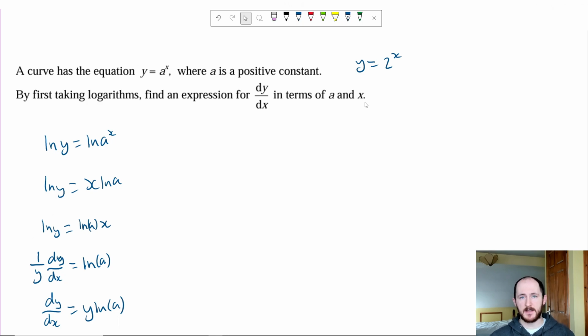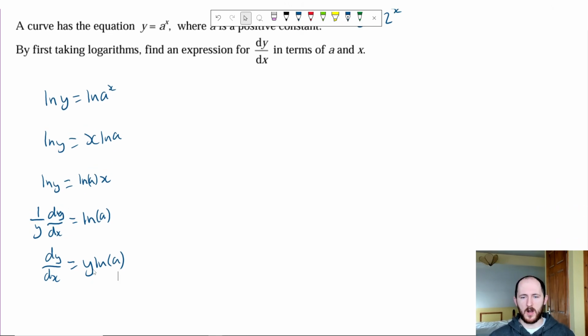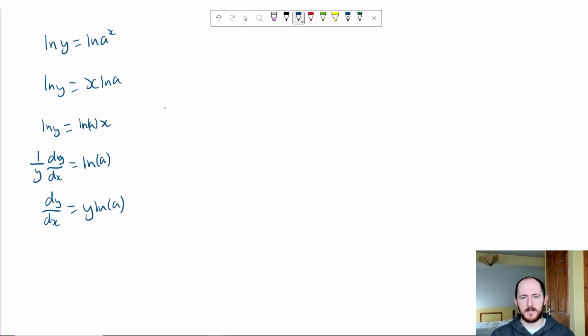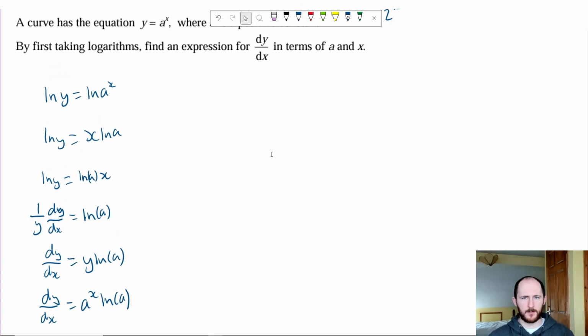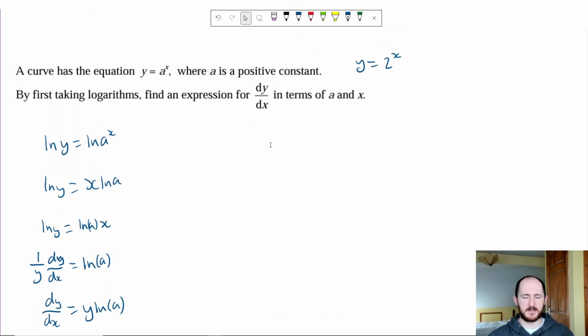Now if we have a look at the question, it says find an expression for dy dx in terms of a and x. So a and x only. Well, y is the same as a to the power of x. So that means dy by dx is the same as a to the power of x ln a. And that's where that result comes from, if you've ever seen that before. It is something that's hopefully taught fairly regularly.